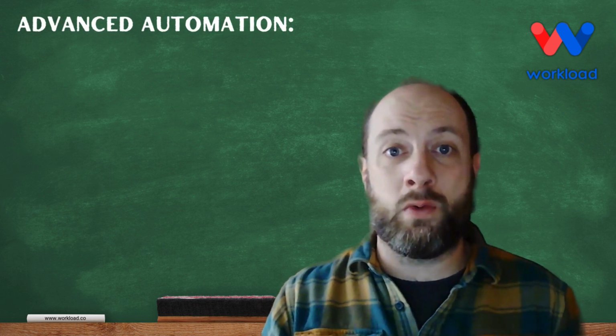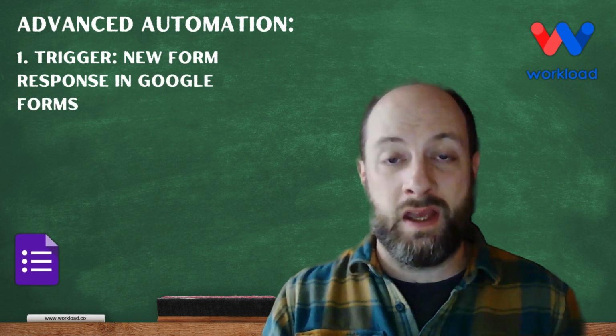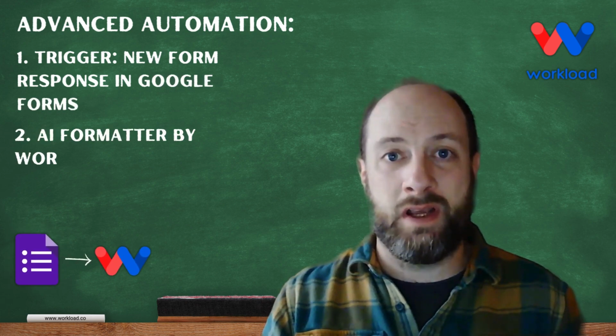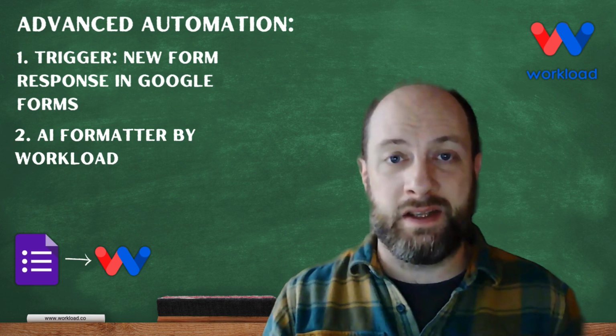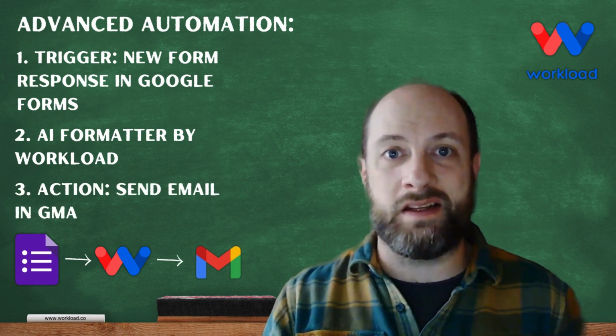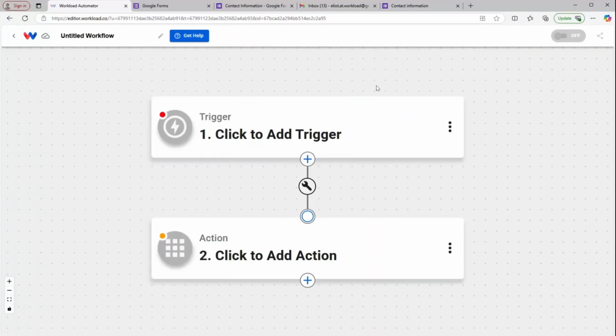In this video, we're going to set up a trigger of a new form response in Google Forms that we're going to learn about using our AI formatter tool by Workload to interpret that response and then make an action of sending an email in Gmail. All right, let's make a workflow.